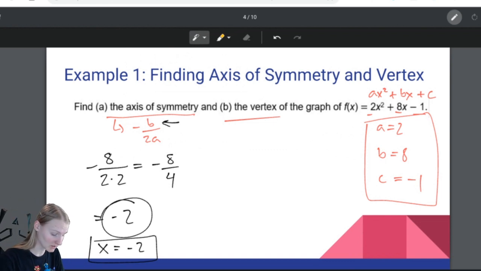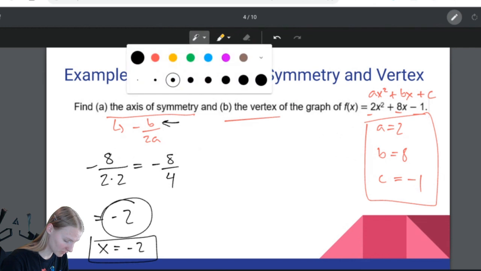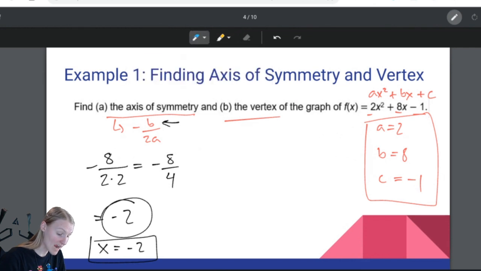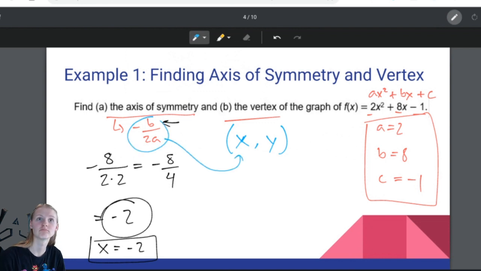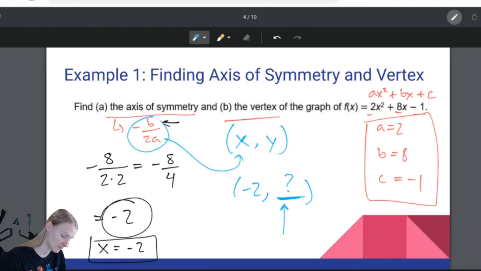Okay, now for the vertex. The vertex is a little bit more complicated. We're going to get a different color in here. Remember that the vertex is a point, x, y. This tells us what x is. So we already know this is going to be -2, comma, something. We just need to figure out what this is. How can we do that? Remember, this is where I said this is the only calculation we're going to do today.